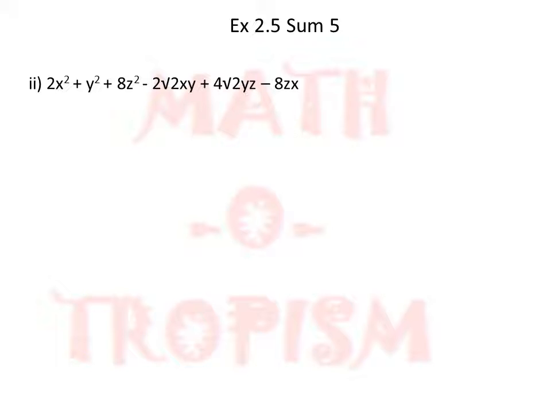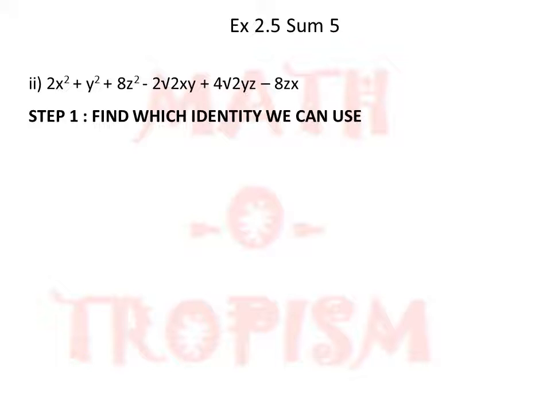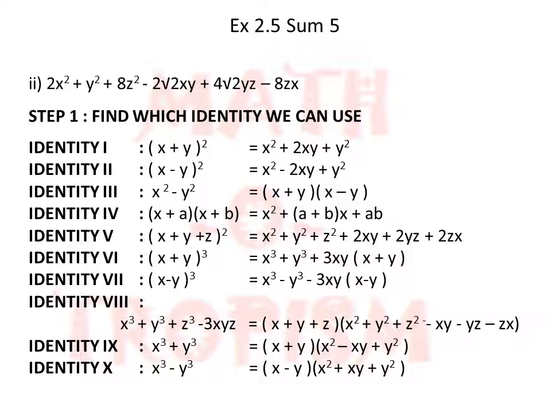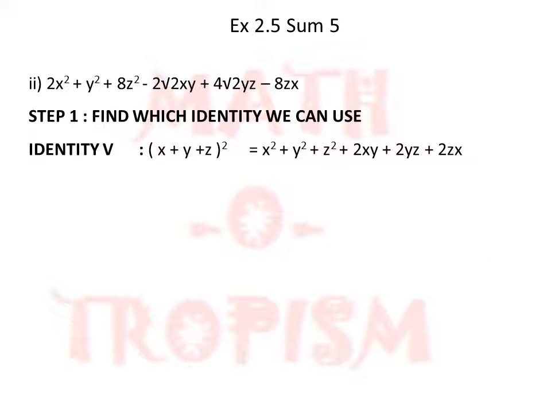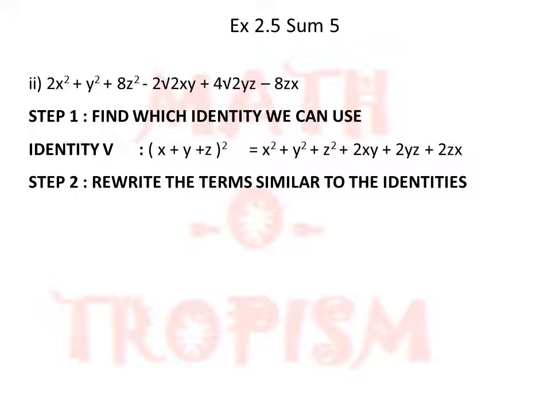And from the list of identities, since we have to first find which identity it is similar to, we see that it is similar to the fifth identity, which is x plus y plus z the whole square is x square plus y square plus z square plus 2xy plus 2yz plus 2zx. So now the first step is rewriting the terms similar to the identities. When I take the first three terms, first I will be doing that alone.